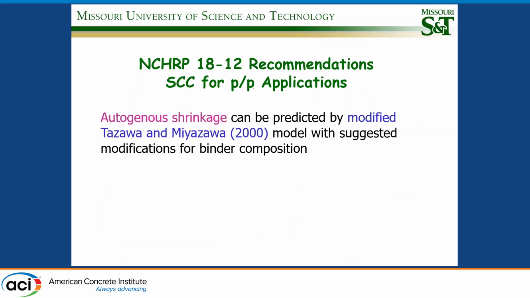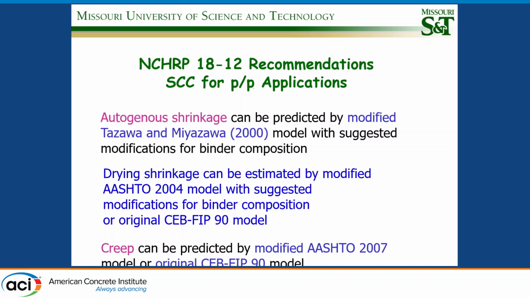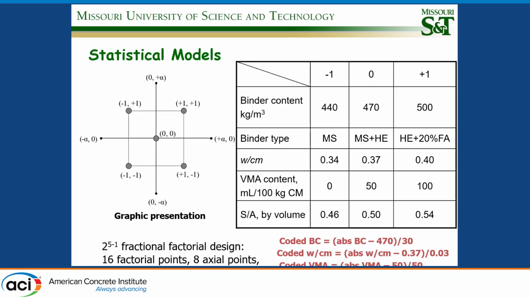All right, so for autogenous shrinkage, we thought that the model from Tazawa and Miyazawa with some modification really captured very well the autogenous shrinkage of SCC, and for drying shrinkage, the modified AASHTO codes and the original CEB-FIP code did a pretty good job. And for creep, again, the CEB did a good job, and the AASHTO had to be modified. Our main objective really in this study was to modify the AASHTO code. So this was 2009, this is AASHTO 2007.